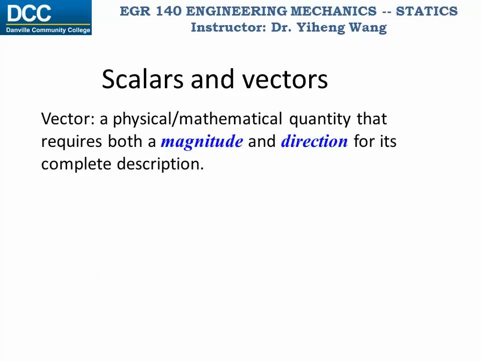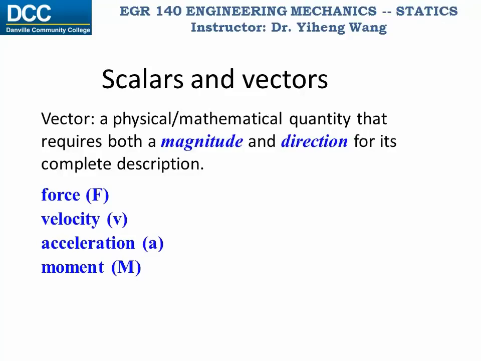A vector, on the other hand, needs to be specified not only by its magnitude but also by its direction as well. Common physical quantities that are vectors include force, velocity, acceleration, and moment. Note that in print, the vector is normally expressed by bold letters, but in handwriting, we normally write a vector with an arrow on top of the letter.